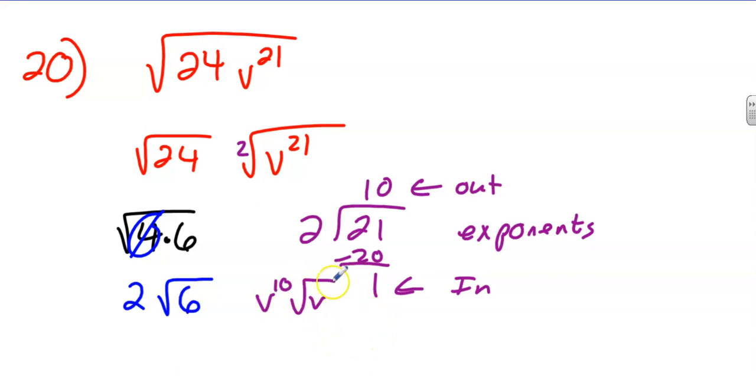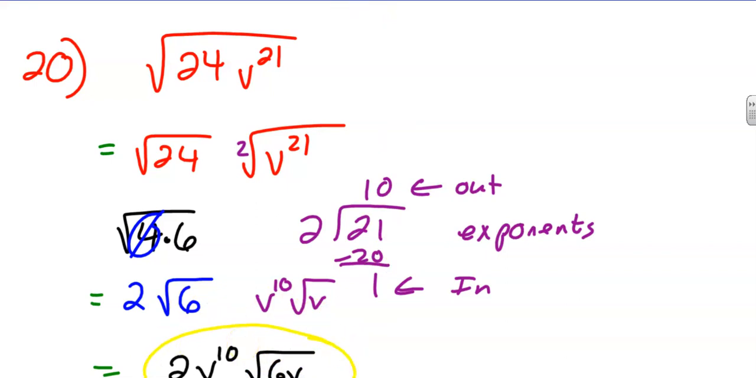So if we put that back together, it would look something like this. And again, putting those two things together, we've got a 2 and a v to the 10th on the outside, and we've got a 6 and a v on the inside. So that would be the final answer that we're looking for.